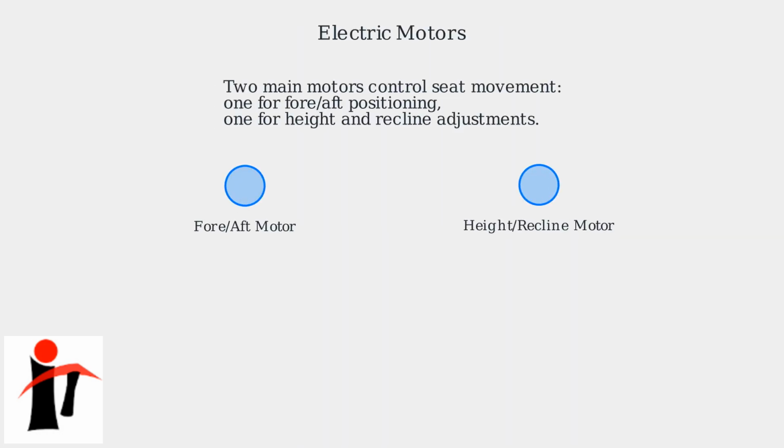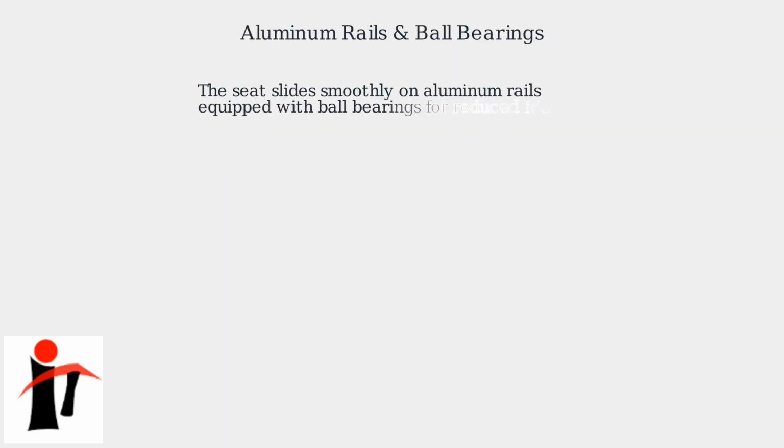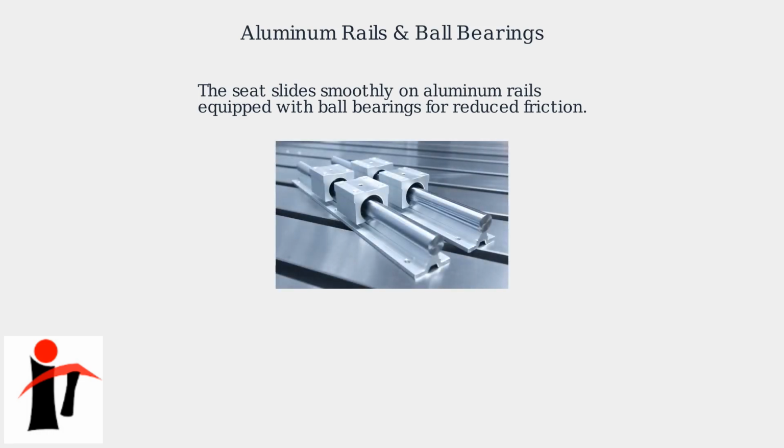The seat movement is powered by electric motors. There are typically two main motors. One handles the fore and aft positioning, moving the seat forward and backward, while the other controls the height and recline adjustments. The seat slides along aluminum rails that are equipped with ball bearings. These ball bearings reduce friction and allow for smooth, quiet movement of the seat in all directions.